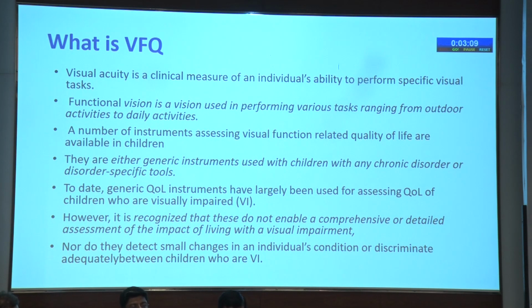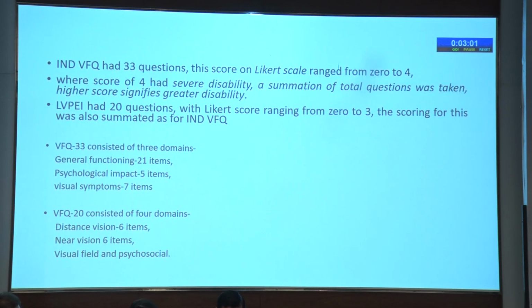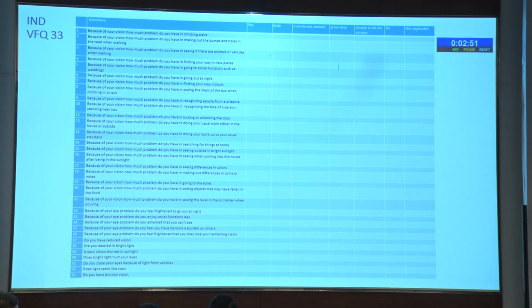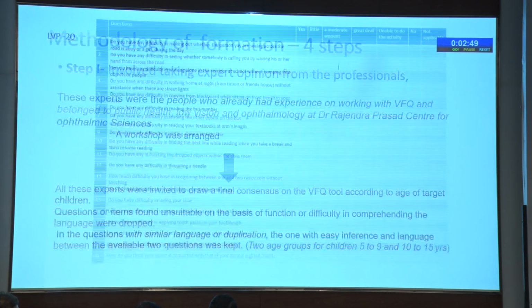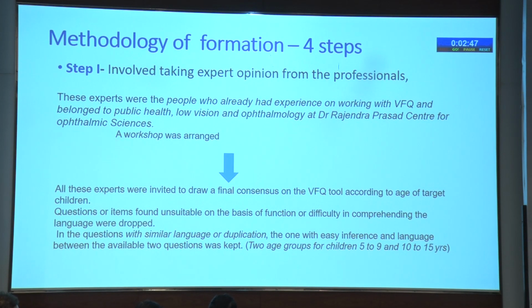What is functional vision? Functional vision is the vision which is used in day-to-day tasks. There are a few instruments available, but none of them has been able to give a detailed assessment of the impact of visual function. So for this we used two VFQs, which already exist: the INT VFQ, which had 33 questions, and the LVPI, which had 20 questions. The methodology involved 4 steps.